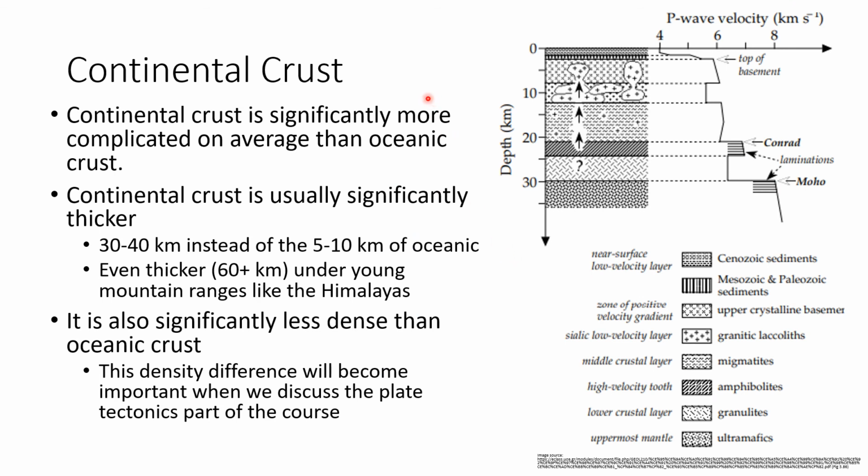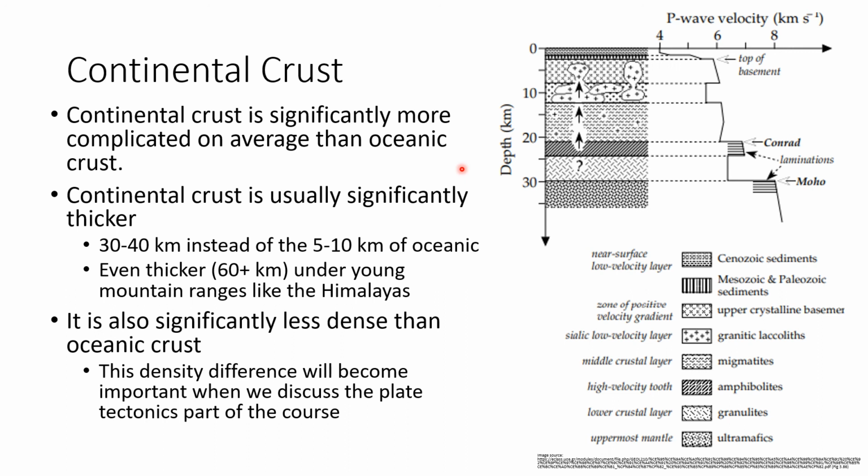I got a little ahead of myself in that last slide, so catching back up. So that was oceanic crust, and now we're going to talk about continental crust here. Continental crust is significantly thicker, and it's also significantly more complicated than oceanic crust. We're not going to get into all the detail on this and how it differentiates, and how you have these different kinds of structures that typify continental crust.